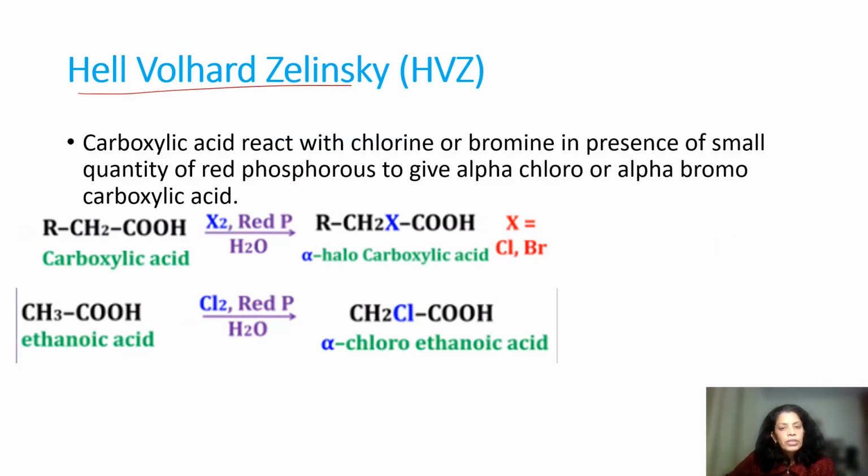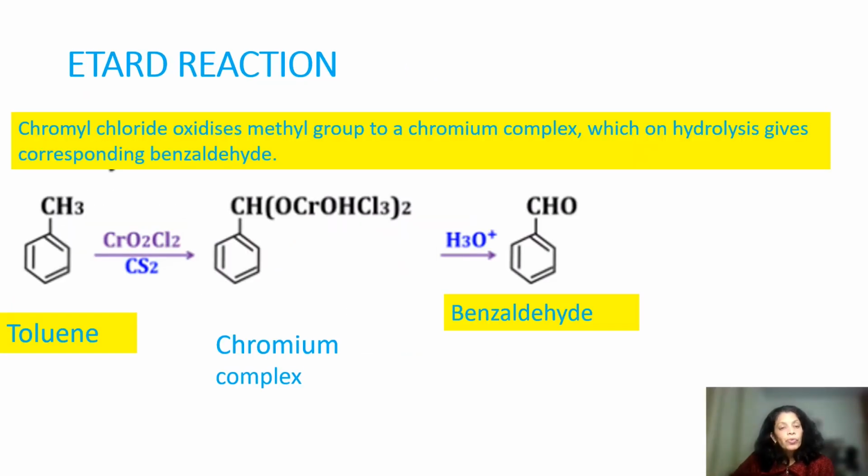In Hell-Volhard-Zelinsky reaction, carboxylic acid reacts with chlorine or bromine in presence of a small quantity of red phosphorus to give alpha chloro or alpha bromo carboxylic acid. Etard reaction is one of the preparatory reactions for benzaldehyde. In this, toluene is reacted with chromyl chloride. This chromyl chloride oxidizes the methyl group to form a chromium complex, which on further acidic hydrolysis will give rise to benzaldehyde.